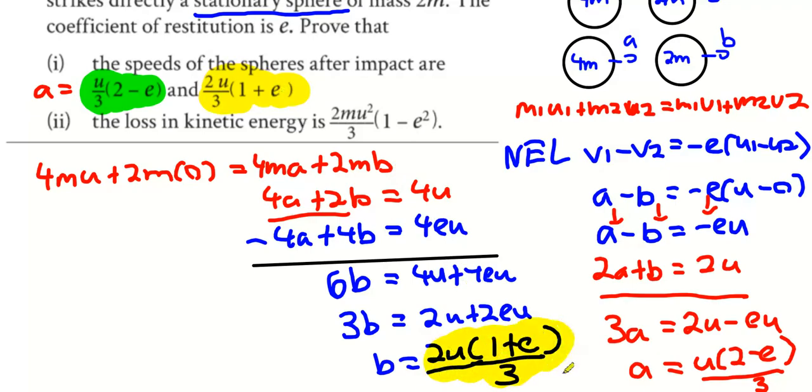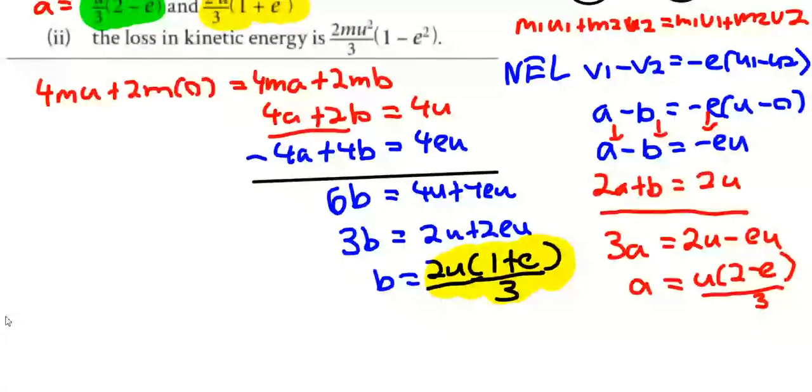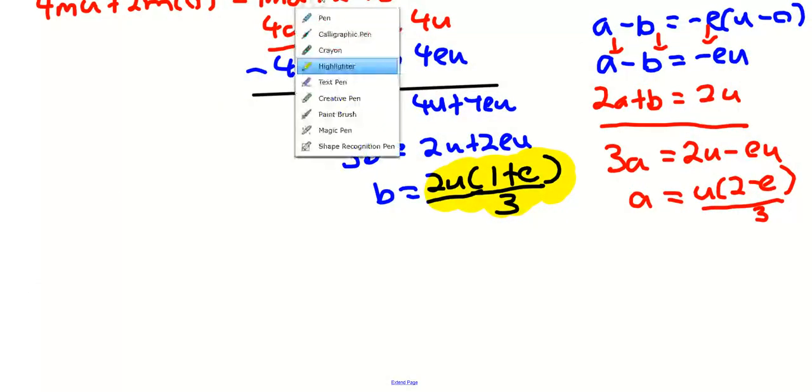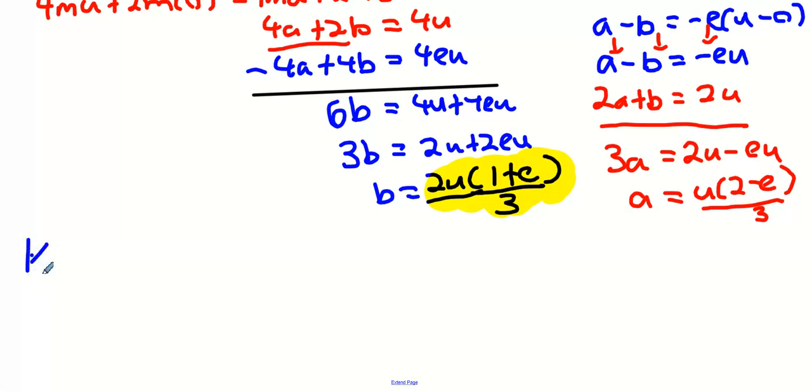Now, this is where it gets tricky. It wants the loss in kinetic energy. The loss in kinetic energy, right? So this is going to be fun. All right. So what we're going to have to do is the kinetic energy before the collision. So we're going to do kinetic energy before collision minus kinetic energy after the collision, right? Our only problem is there's no numbers. It's all letters, right? So that's our main problem right now.